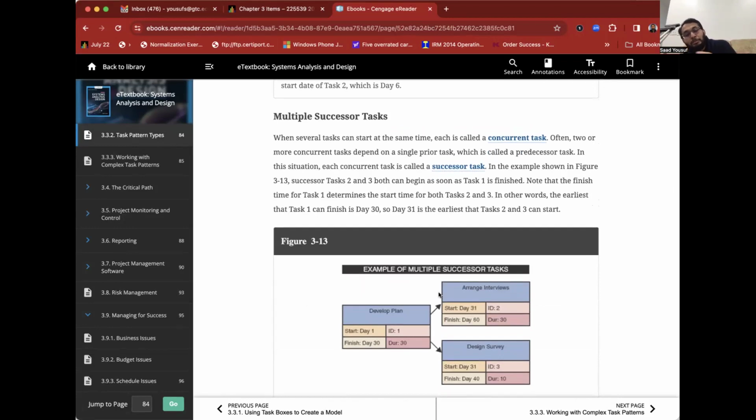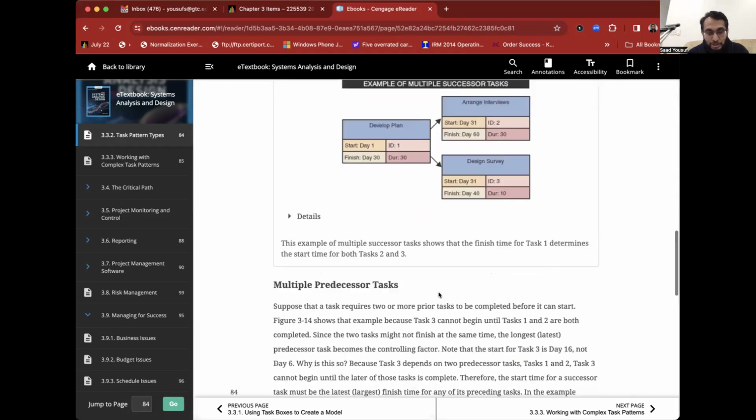So we develop a plan, which is a 30-day task, which in turn will start 2 unique, distinct processes in parallel. One will be to design the survey, the other one will be to arrange for interviews. Both of these tasks can run independent of each other and can have their own duration.